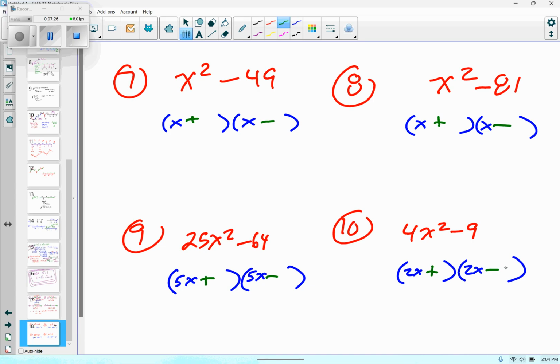All right. What two numbers multiply together to give me 49? 7 and 7. Done. What about 81? 9 and 9. What about 64? 8 and 8. What about 9? 3 and 3. Friends, we just factored those out that quickly. Okay, so the things to note.